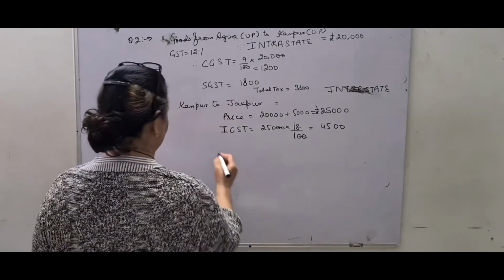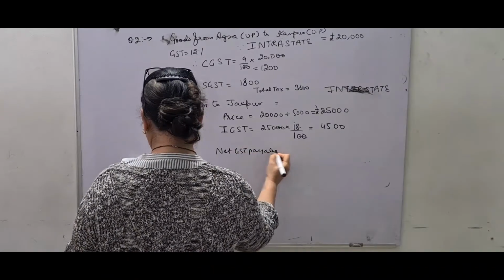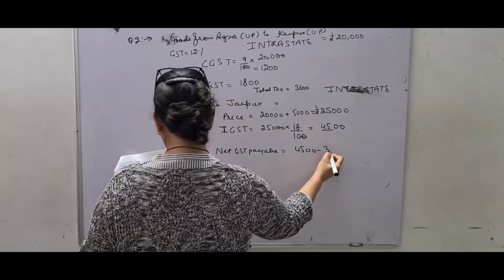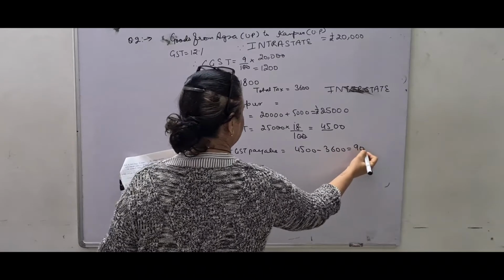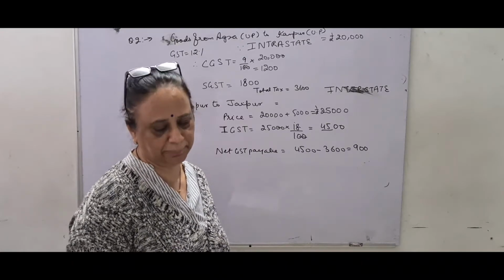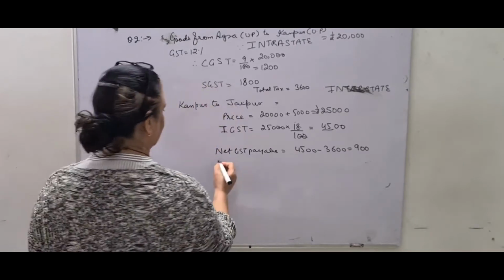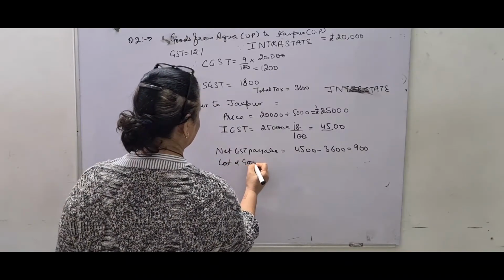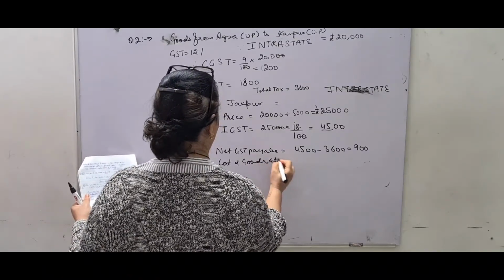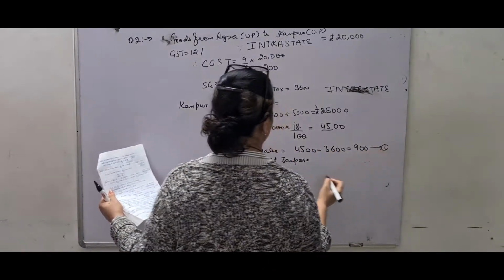So net GST payable, we write like this only, net GST payable will be 4,500 minus 3,600. So this is net GST. Stage B minus stage A, because the difference was there in the basic price. Then he says cost of goods or services at Jaipur. So cost of goods, just write like this only. In one answer you take and write the at Jaipur. Write the answer, mark it or highlight it. This gives a good impression.